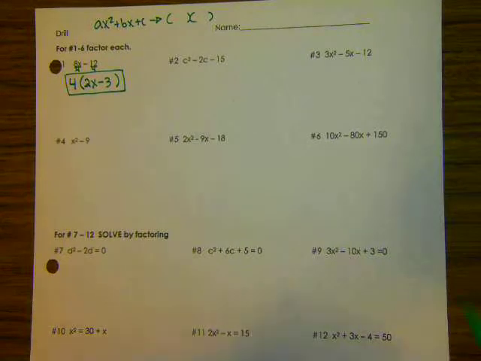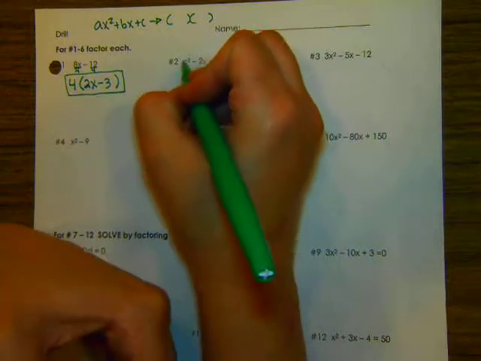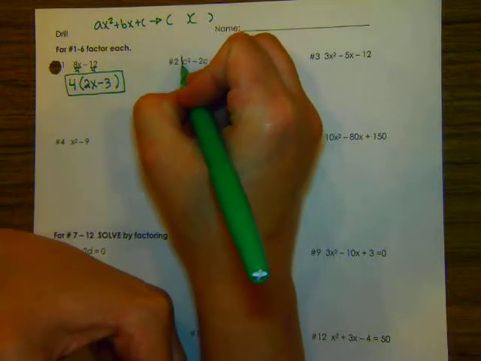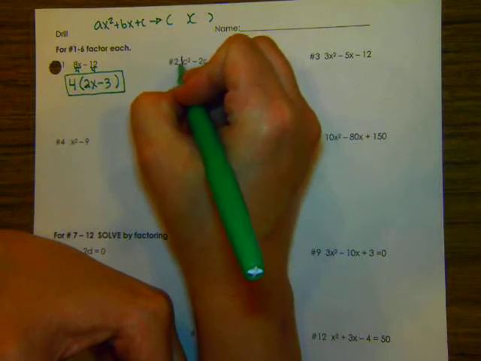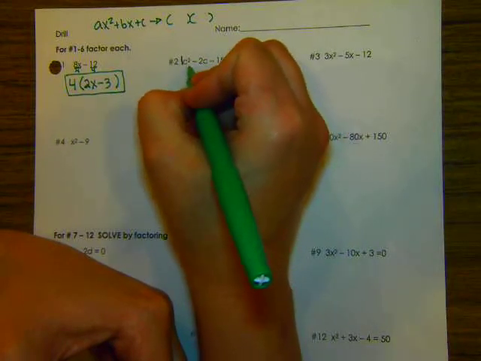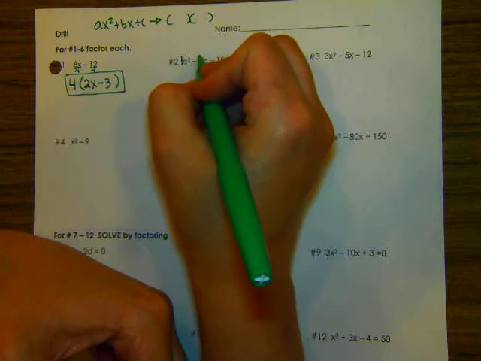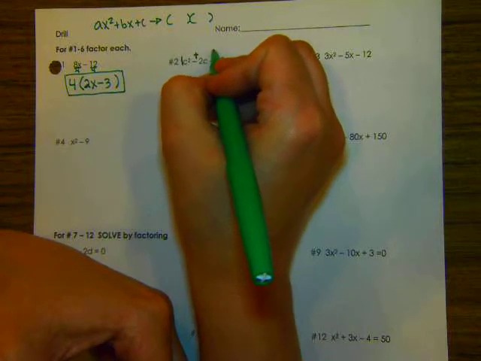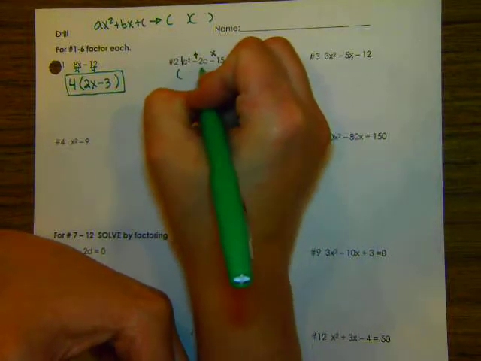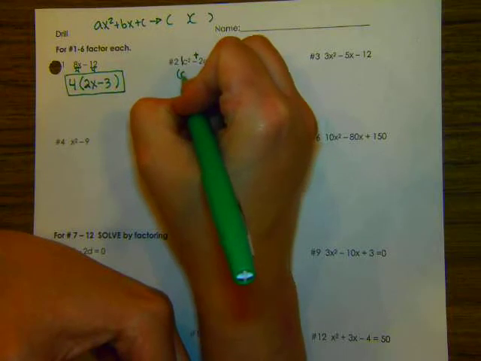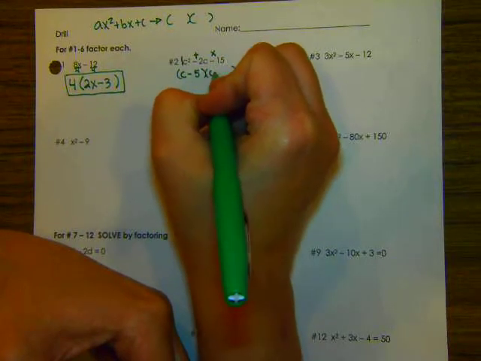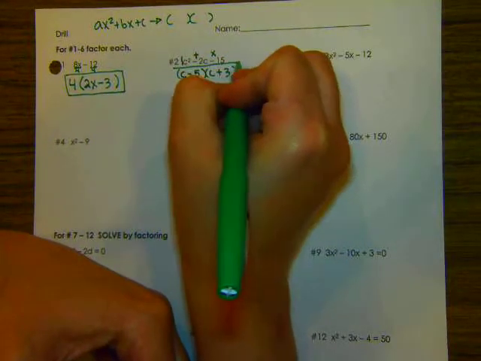Now number 2, again, look for a GCF first. Well, the a value is 1, so there's definitely not going to be any kind of greatest common factor between the three numbers. So now, since the a is 1, I'm just going to look for two numbers that add to negative 2 and multiply to negative 15. Pretty straightforward there. Negative 5 and positive 3. And then you're done.